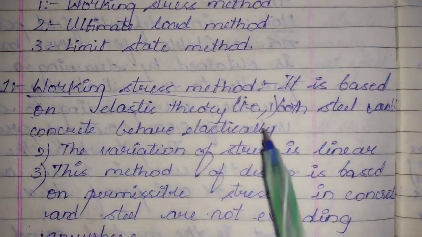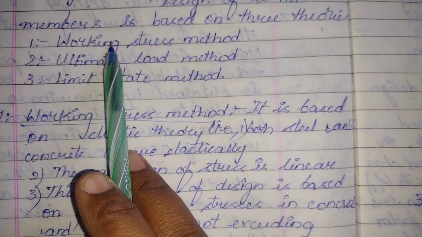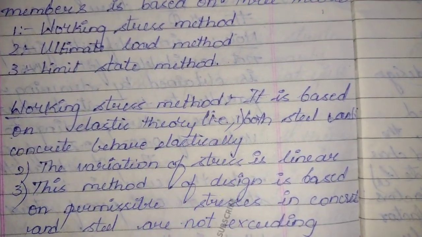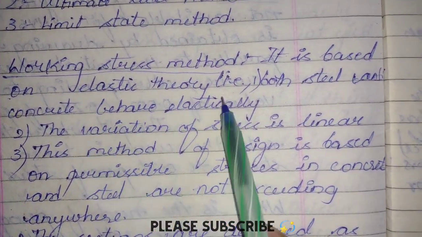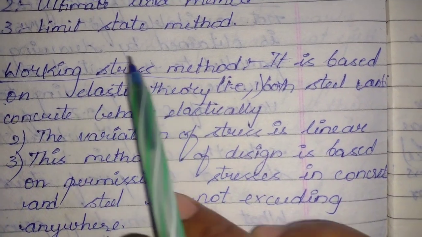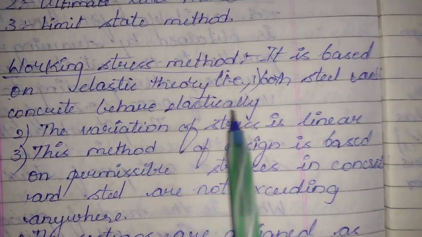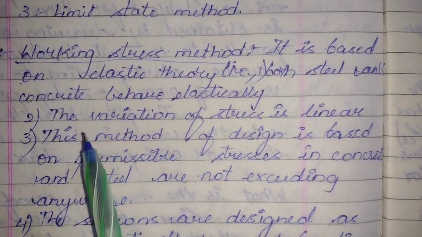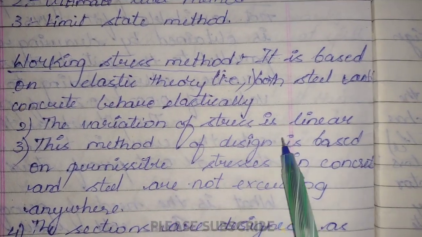Coming to this, we have three theories, as I told you before. Coming to the first one, we have the working stress method. It is based on elastic theory. Whenever I say elastic theory, the term itself explains: both steel and concrete behave elastically, and the variation of stress is linear. So the stress is varying linearly.